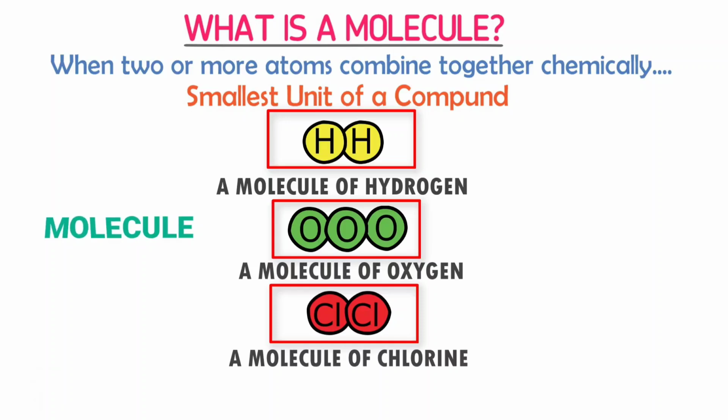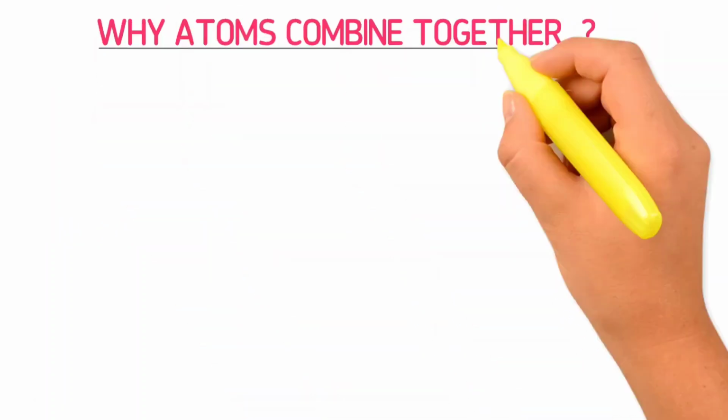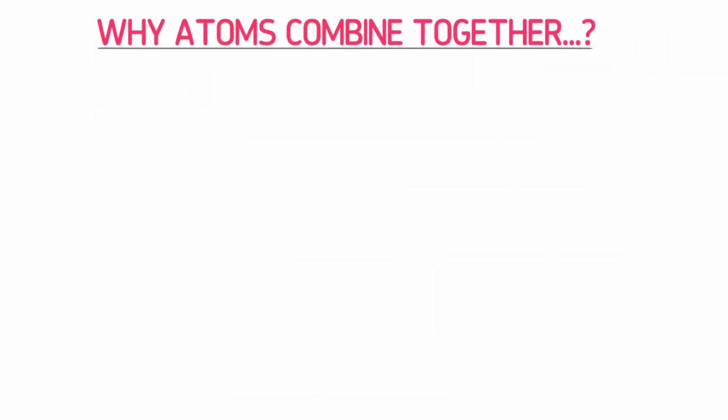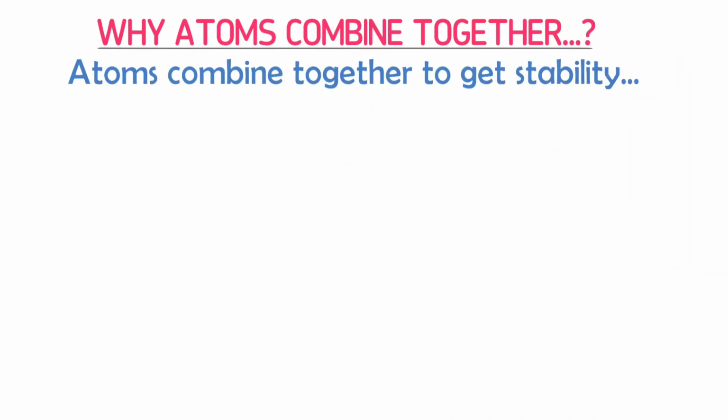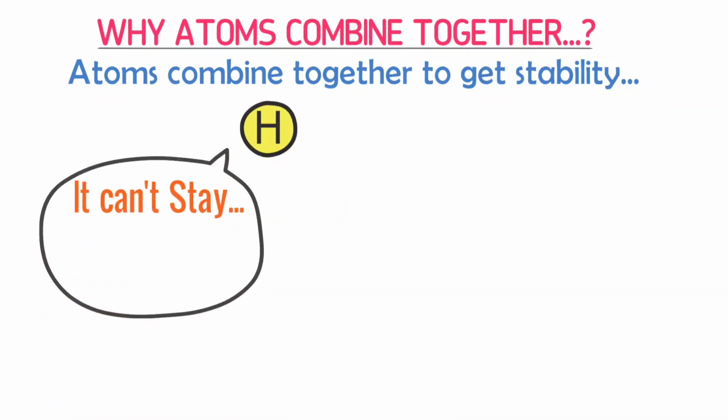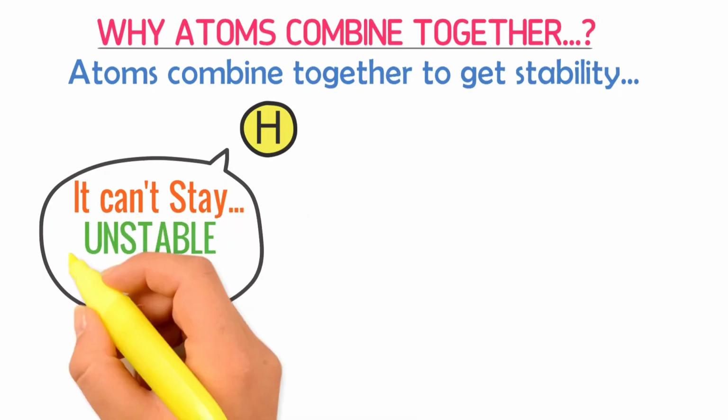Now, the second most important question you should learn is why atoms combine together. Why should they not exist independently? Well, the answer is that atoms combine together to get stability, or to get independence. For example, consider a single atom of hydrogen. It cannot stay independently, or you can say that it is unstable.